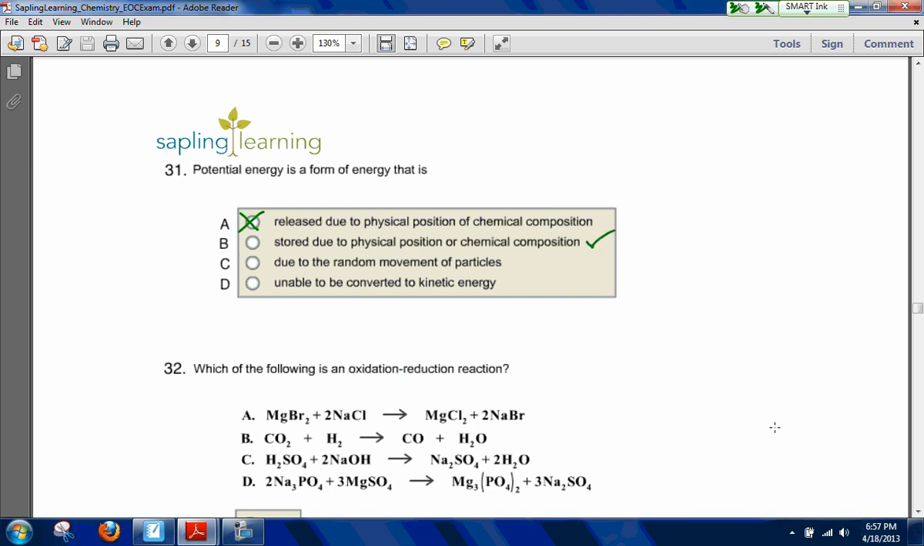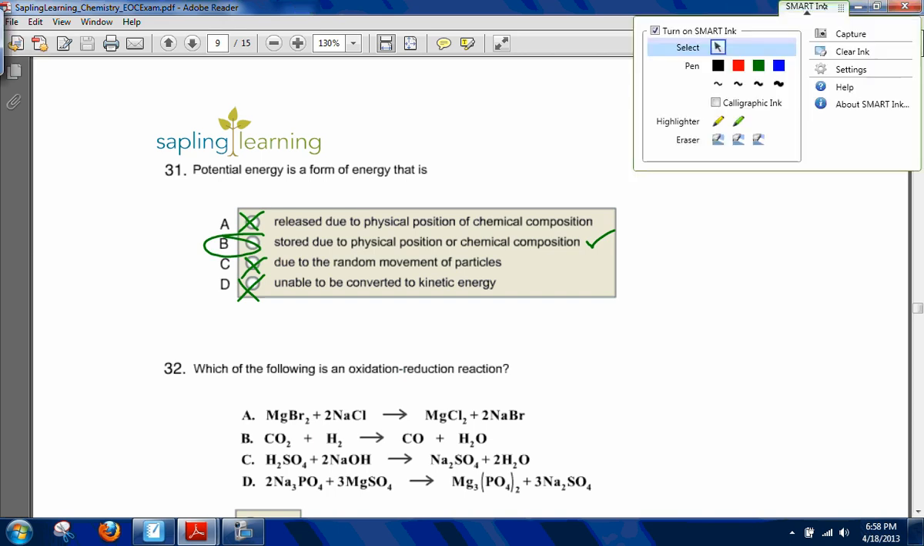That seems like it's a maybe. Due to random movement of particles. We're talking about movement. That's kinetic energy, so that's not going to work. And it says unable to be converted to kinetic energy. Well, just like your potential, if you start working with it, you can convert it into actual things that you can do. Just like potential energy, if I put a book at the top of a shelf, it has a lot of potential. It can fall, create a lot of kinetic energy. So that one has to be B.